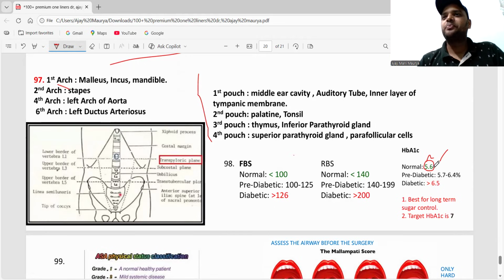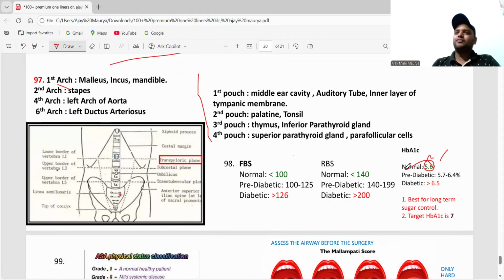See here from the NLC. Now see, normal how much? 5.6. Reverse this one, it will become 6.5. My goodness, normal is 5.6. Reverse this one, it will become abnormal. Meaning normal is 5.6 and diabetic is 6.5. Okay, done. And the remaining is pre-diabetic.